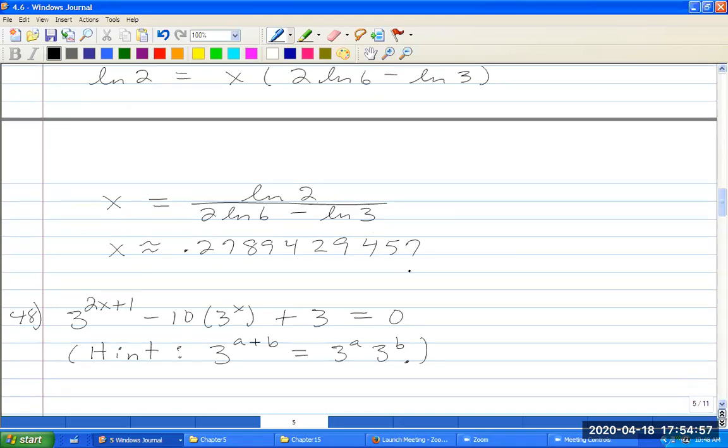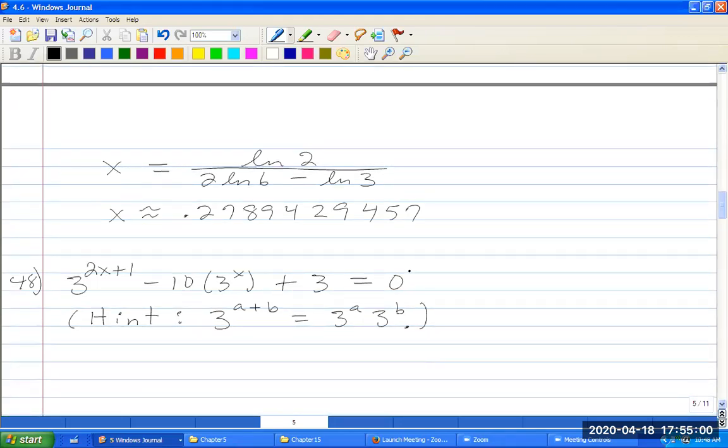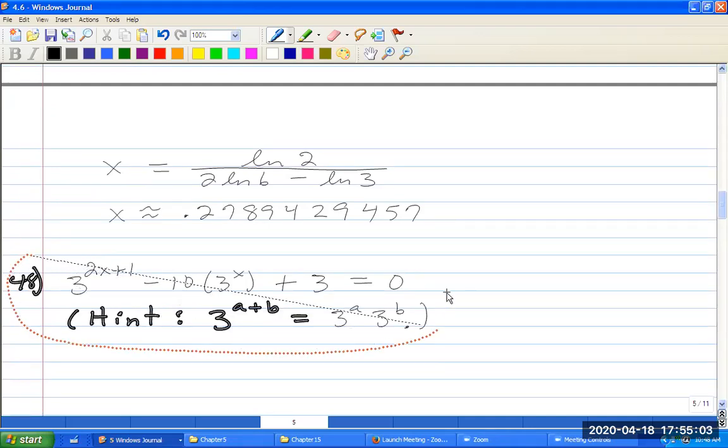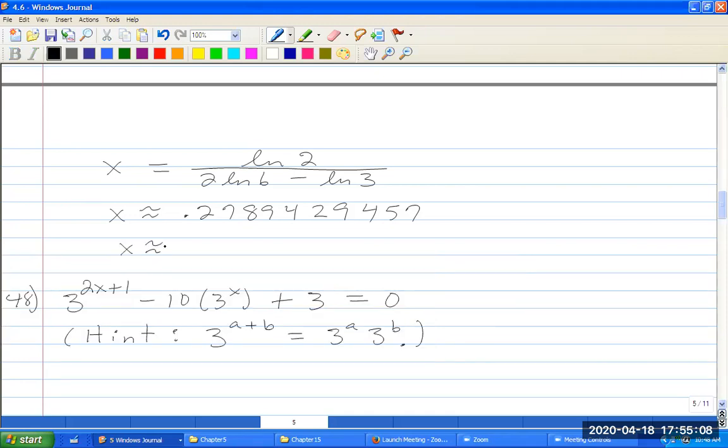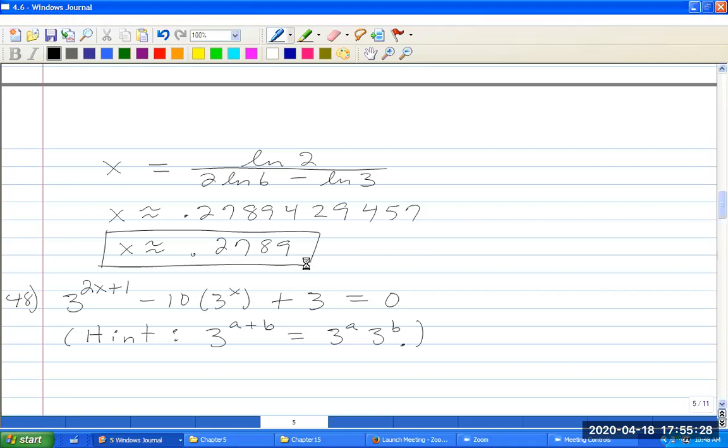And so this is approximately, to 4 decimal places, 0.2789. And that's your answer. Let me do problem number 48. 3 to the power 2x plus 1 minus 10 times 3 to the x plus 3 equals 0.